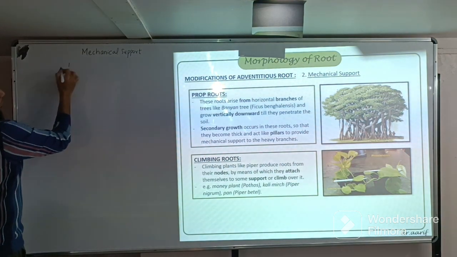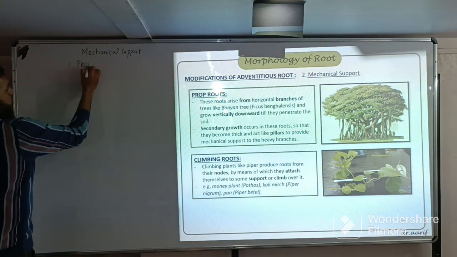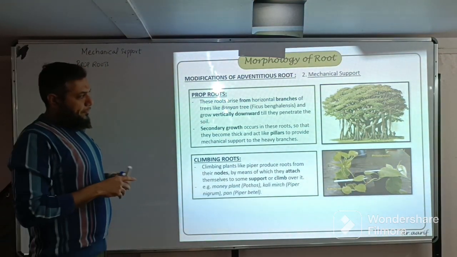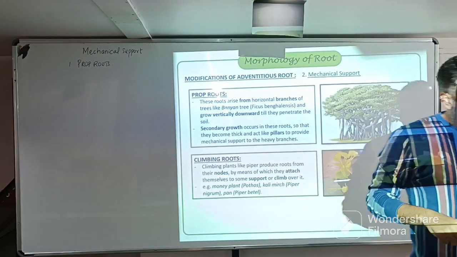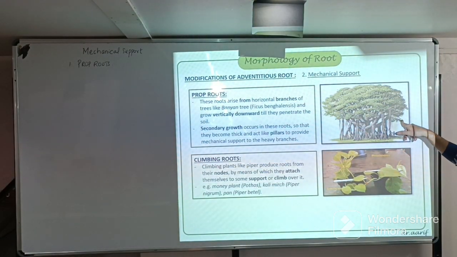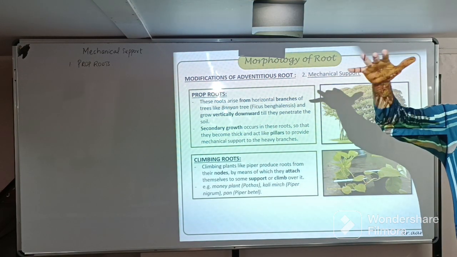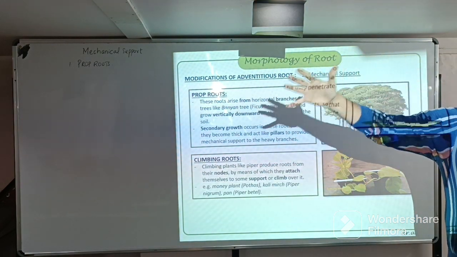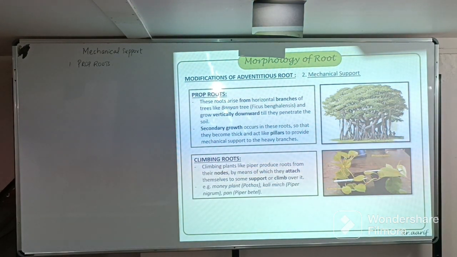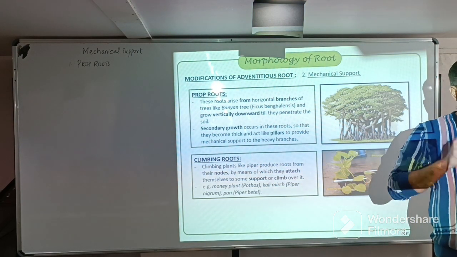The first type of root we are going to do is prop roots. Look at the plant shown in the PPT. Can I say that this plant has a very huge canopy? Canopy, understood? That is, the branches are widespread. So this plant is having a very huge canopy. As it is having a very huge canopy, you need to give support to the side branches, or else they'll come down.